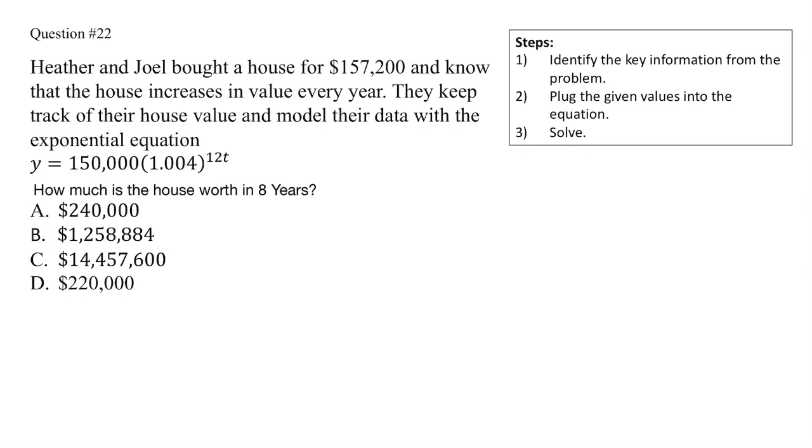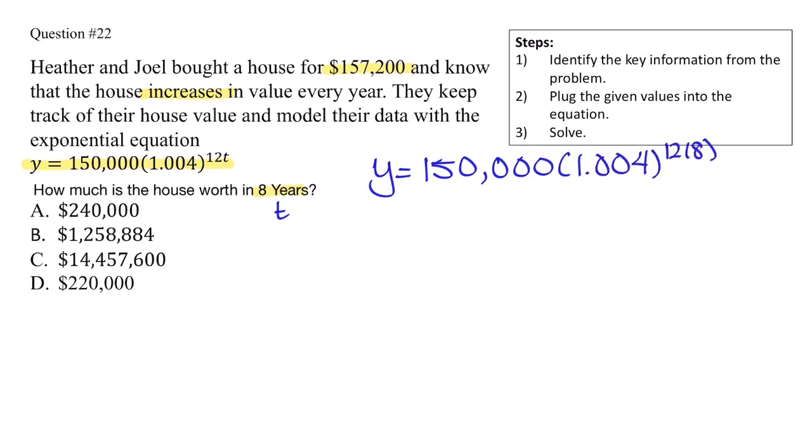So in this problem, it says that Heather and Joel bought a house for $157,200. And they notice the house increases in value every year. They keep track of their house and model the data with the exponential equation given here. How much is the house worth in 8 years? So 8 years tells us a value of t that we can plug into this equation. So we have y equals 150,000 times 1.004 to the 12 times 8. So that's y equals 150,000 times 1.004 to the power of 12 times 8, which is 96.